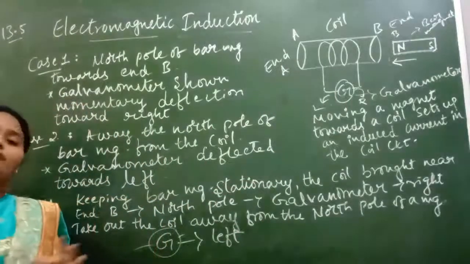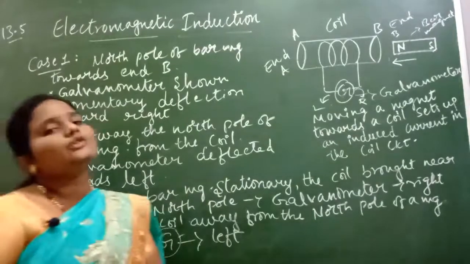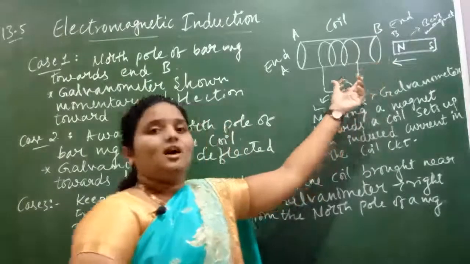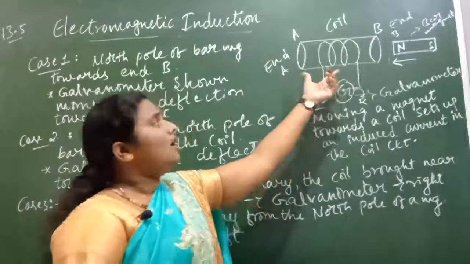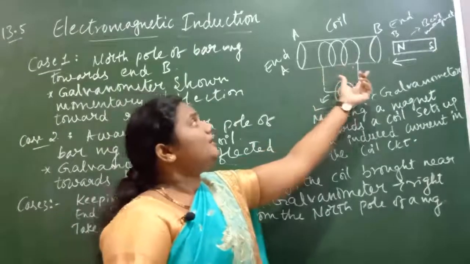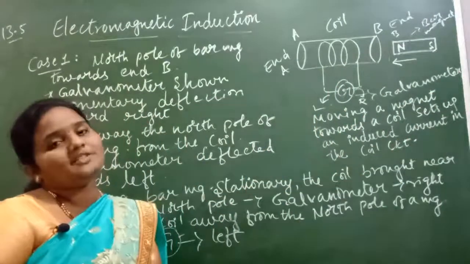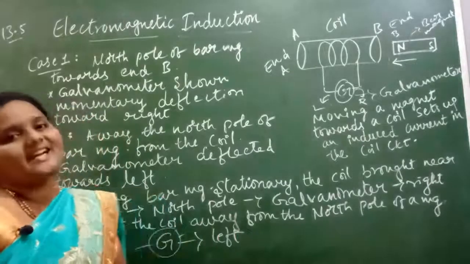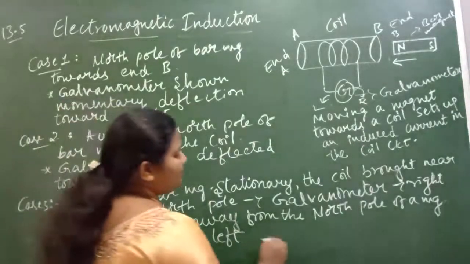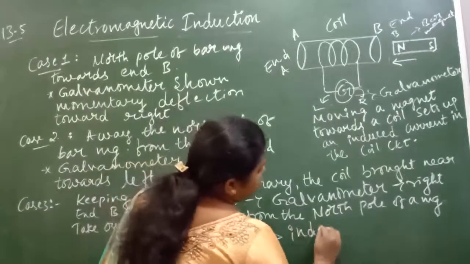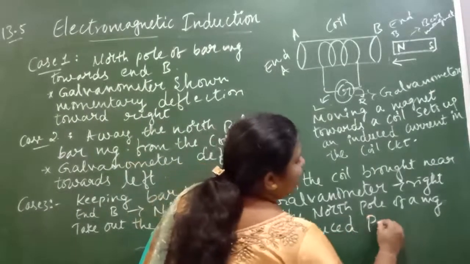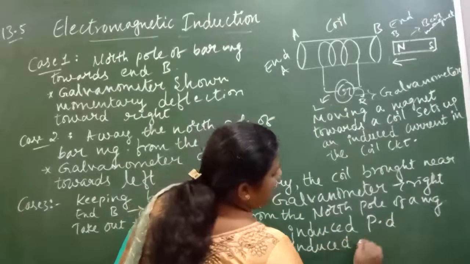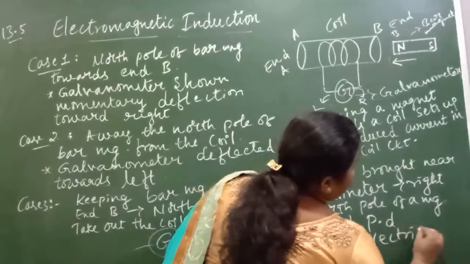So dear children, from this activity we can conclude that whenever a magnet or a coil is brought towards the other, an induced potential difference will be set up in the coil and it will result in the generation of what? Induced current. That is, due to induced potential difference, an induced electric current can be obtained, children.